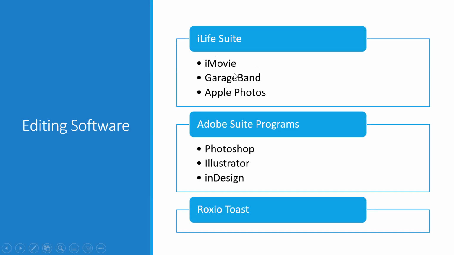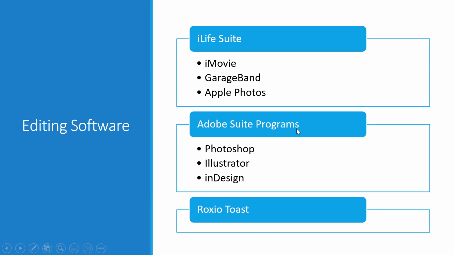There's GarageBand, which is, I mean, you could record your own music, but you might want to use it for genealogy purposes to record voiceover. We also have Apple Photos, which is a pretty easy photo storage system, and you can do simple edits on there as well.